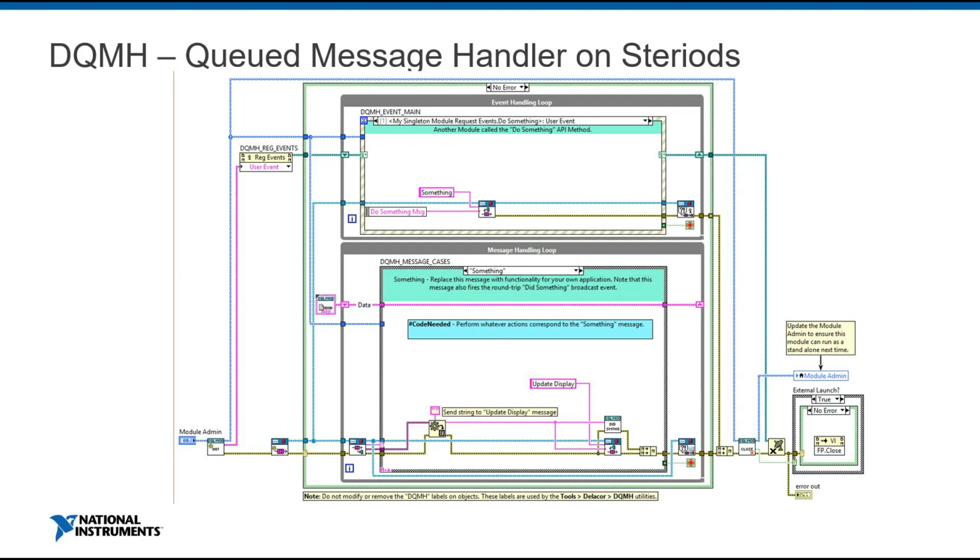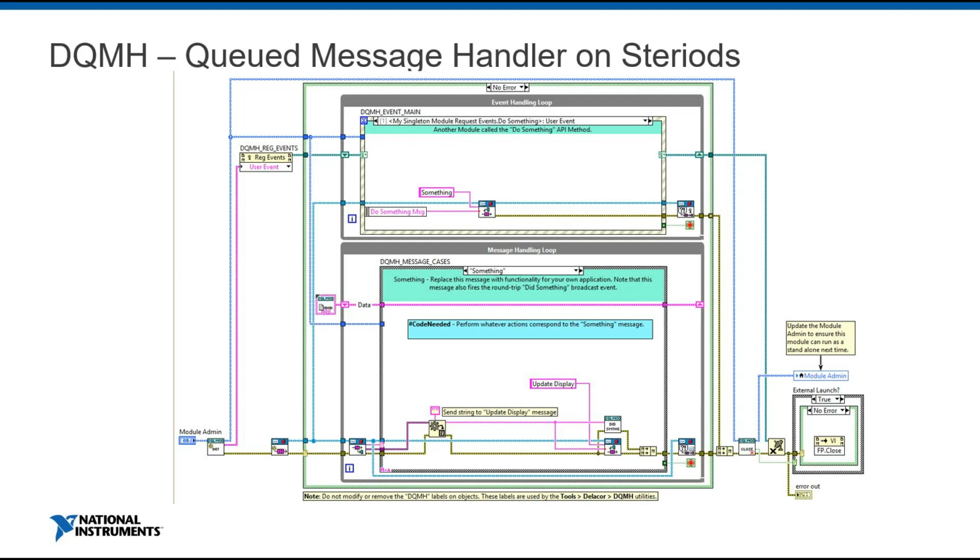Right. So the way the DQMH module communicates with the outside world is through events. So something else fires a user event. This DQMH module will pick it up and do something, and it can fire off user events, right, which are broadcasts. It just says, hey, I did something, and anybody out there who's listening can grab that user event.